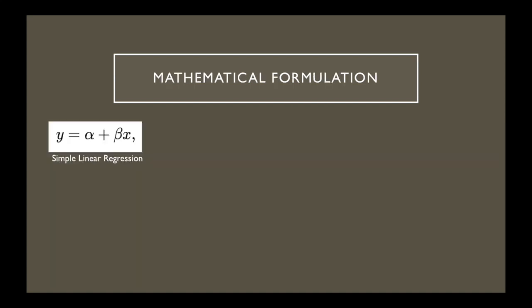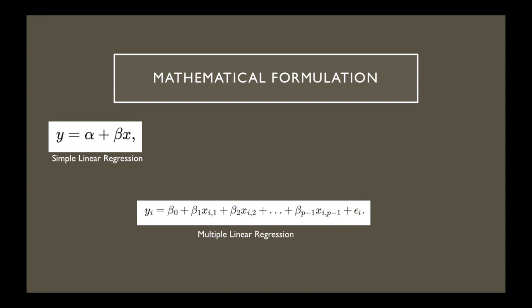The simple linear regression formula can be used when there is only one independent variable, or one explanatory variable. Multiple linear regression takes in more explanatory variables.